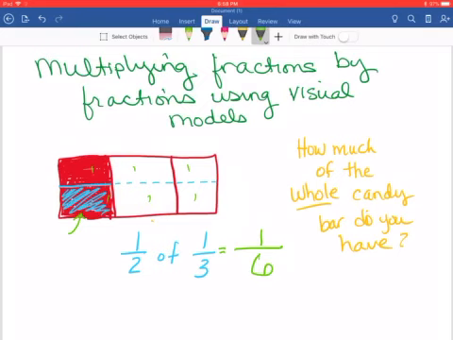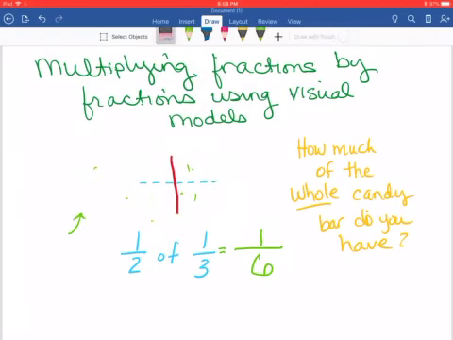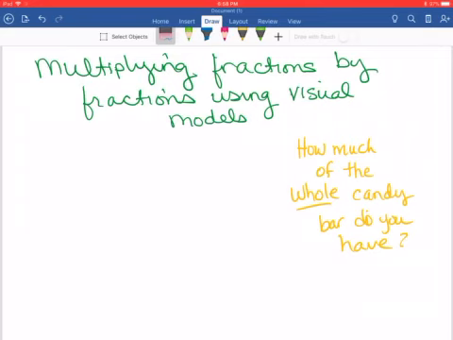I know it's a little bit confusing, the whole dotted line thing, but the dotted line, guys, is just to help you realize how many total pieces you have after you've taken your section. So let's do one more, and then we'll talk about some work.